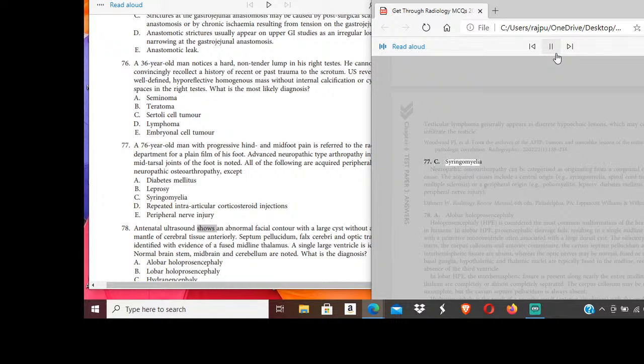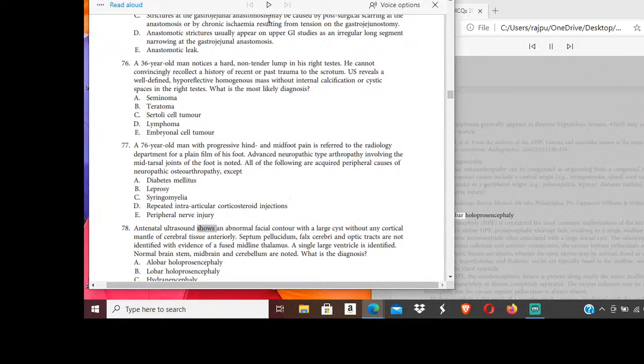77. C. Syringomyelia. Neuropathic osteoarthropathy can be categorized as originating from a congenital or acquired cause. The acquired causes include a central origin, e.g., syringomyelia, spinal cord tumors and multiple sclerosis, or a peripheral origin, e.g., poliomyelitis, leprosy, diabetes mellitus and peripheral nerve injury. Dähnert W., Radiology Review Manual, 6th ed. Philadelphia, PA, Lippincott Williams and Wilkins, 2007:128.